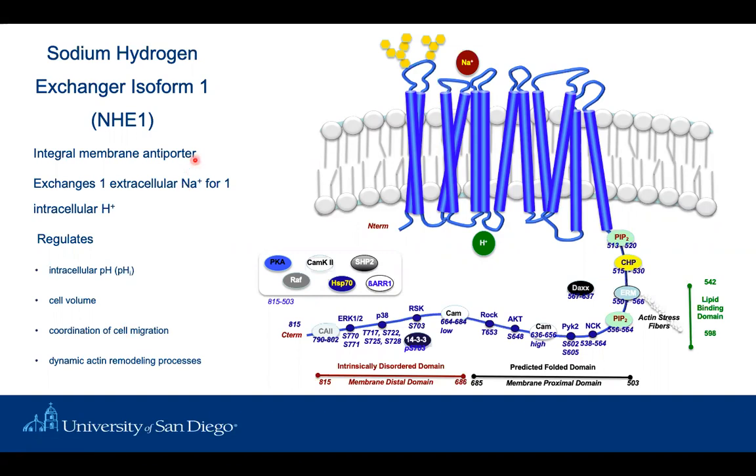This protein is an integral membrane antiporter, meaning that it exchanges one extracellular sodium ion for one intracellular hydrogen ion. It has two main functions in mammalian cells: to regulate pH within the cell and to function as a membrane scaffolding protein to form stress fibers and regulate signaling pathways in the cell. This diagram on the right is the currently accepted model of NHE1.